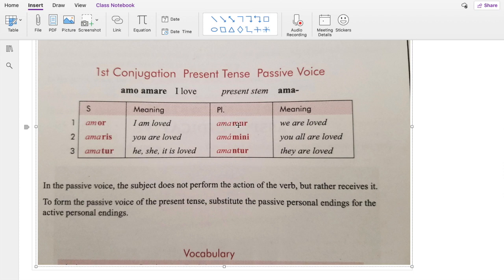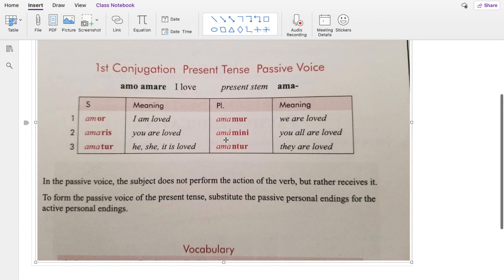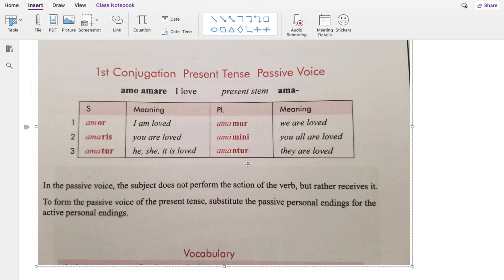For the first person plural, you have our stem ama, and then mur is the ending. That's pretty similar to the active, where the ending would be mus, amamur, we are loved. The second person plural, we have our stem ama, and then the ending is mini, amamini, you all are loved. Then we have the third person plural, amantur, they are loved. So that's how you do that.